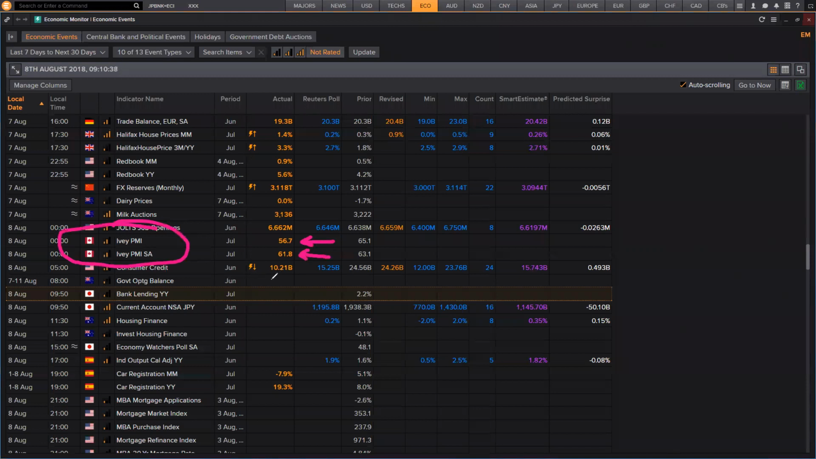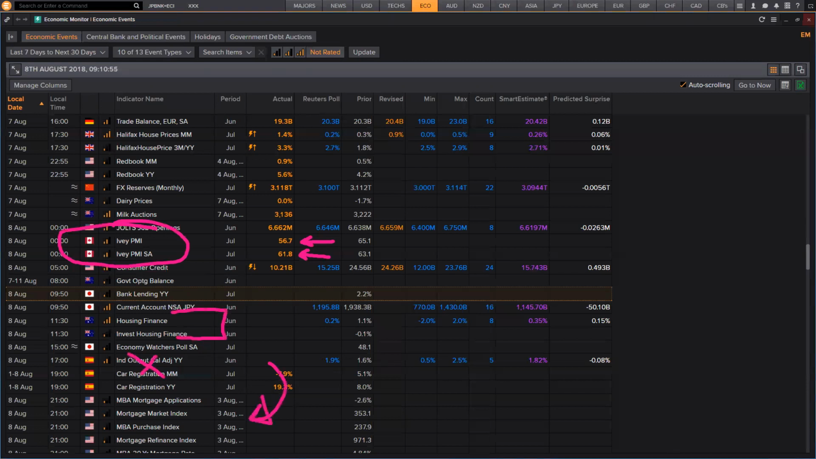So just keep an eye on that as we go through the trade day. As you can see, there are some housing finance numbers out in Australia. Not a big deal. I'm not even going to worry about the Spanish data. And then you come through into the US, North American session.